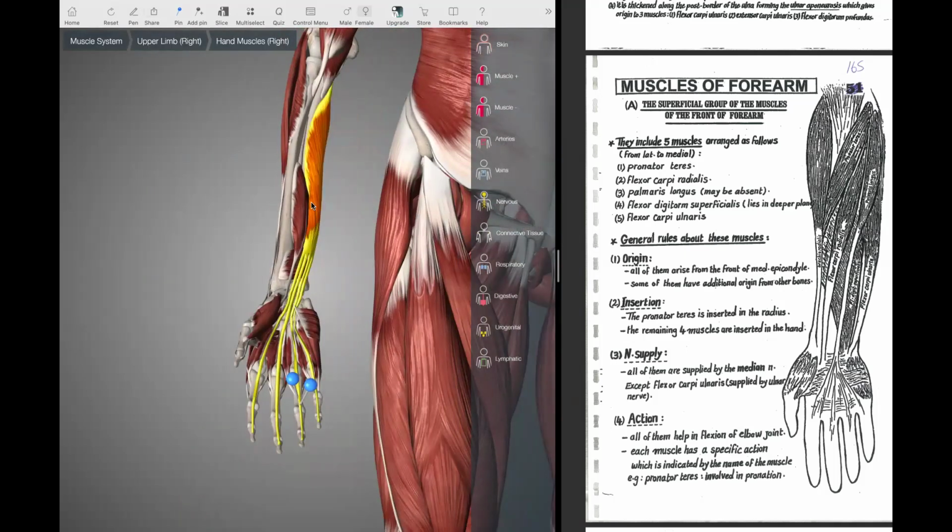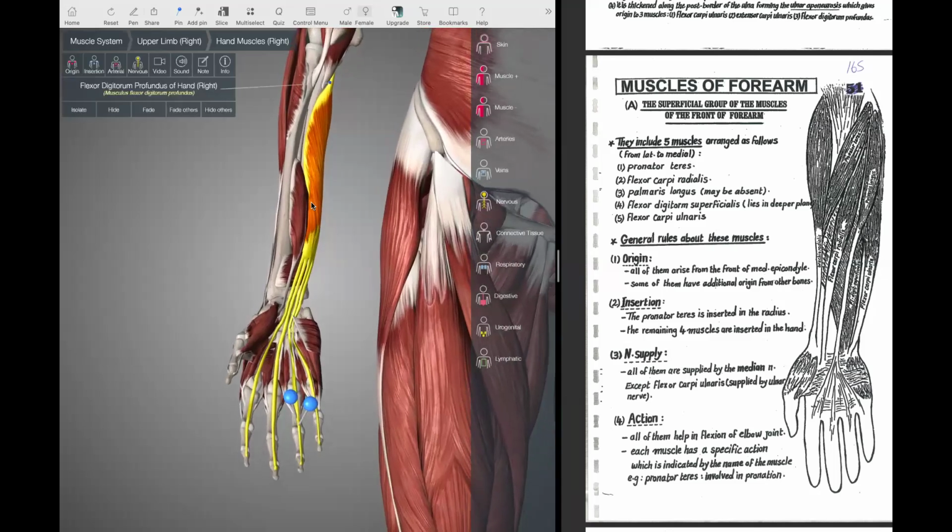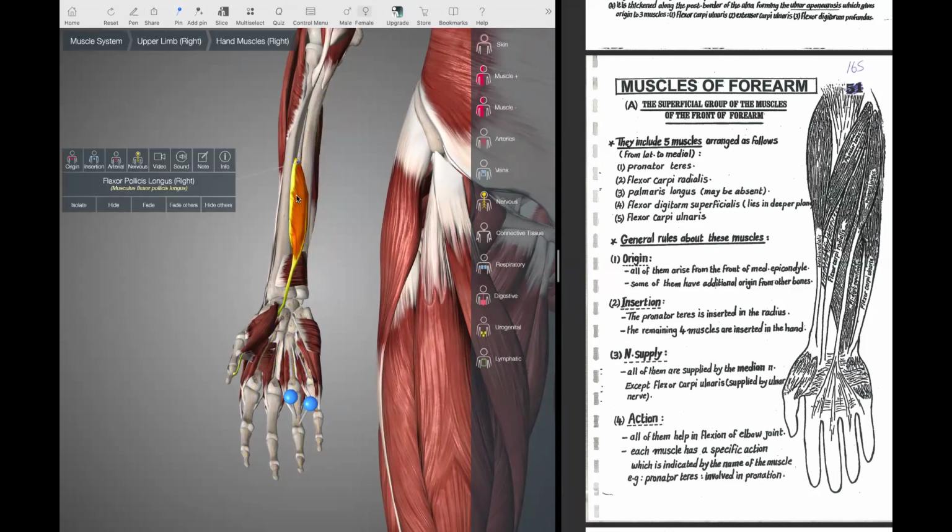We already finished one of them, which is the flexor digitorum profundus. See, it goes all the way to the tips of the fingers. The two other muscles in the deep layer: one, flexor pollicis longus, all the fingers, and by the way, let me get back.